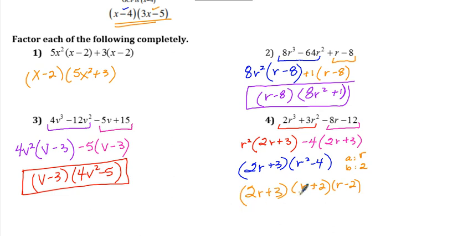Now we are fully factored. We can't split any more of these into any more pieces. This is the fully factored form. This would get you full credit. The blue would not get you full credit. It is not completely factored.